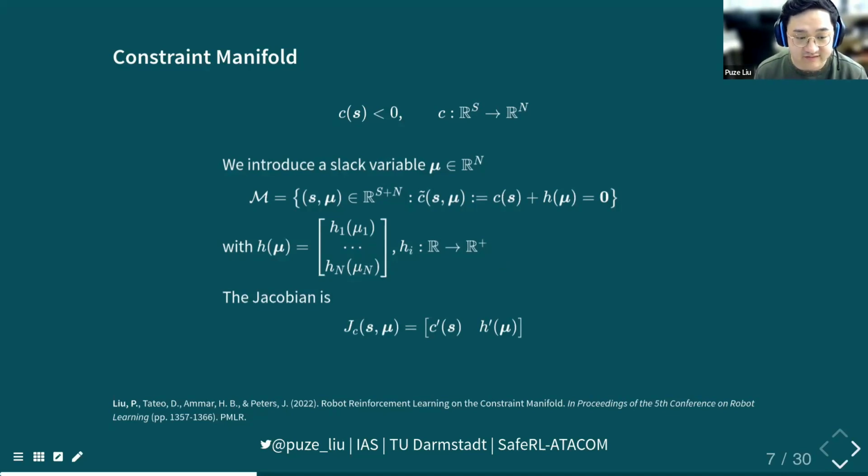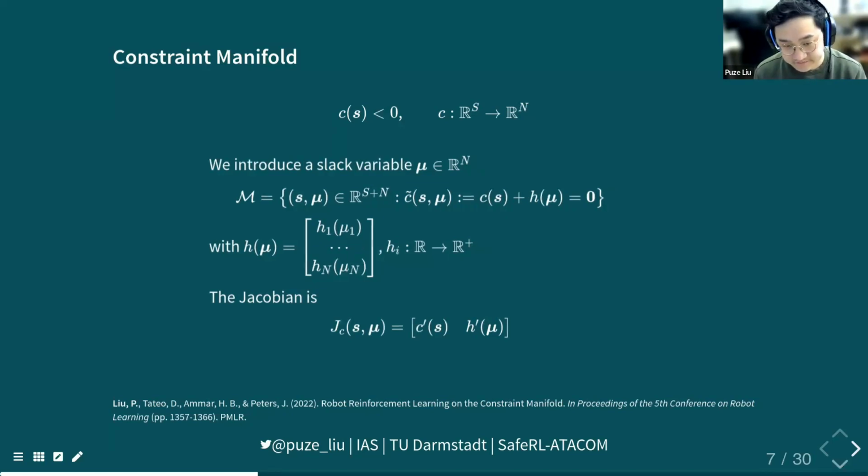And then we can also get the Jacobian, which will have two parts now. The first part of the Jacobian will be the differential of the constraint function, and the second part will be these slack variable functions.